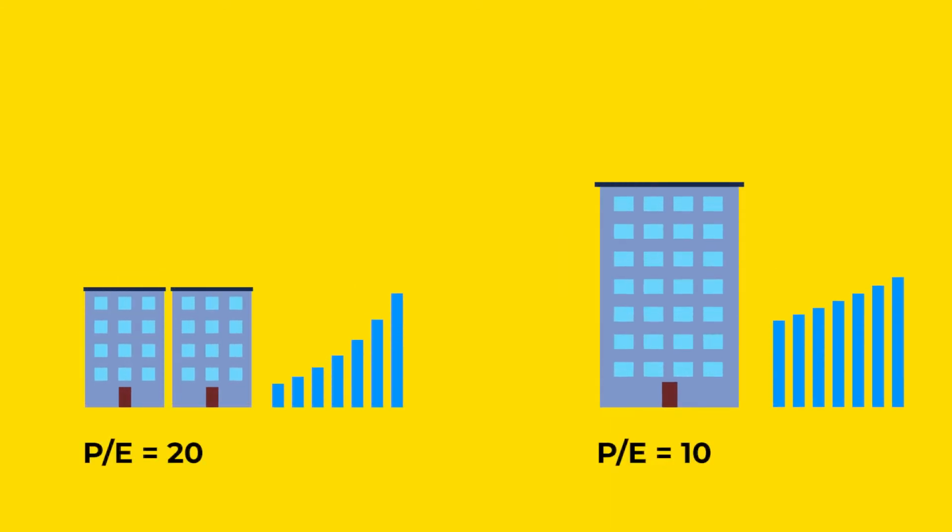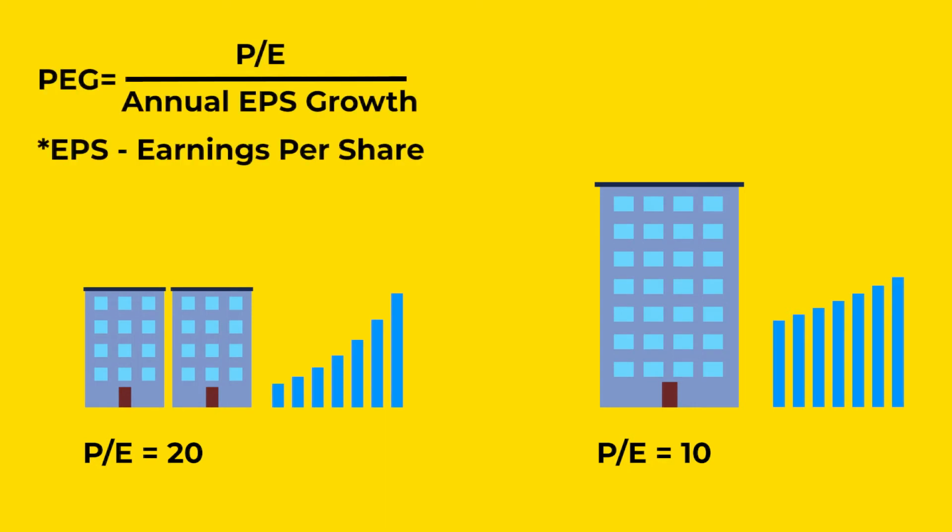Also, if one company has a price-earnings ratio of 20 and another from the same sector has 10, what if the first company has a better growing dynamic? Which company would be more undervalued then? Well, for this there is another indicator, a PEG ratio, price-to-earnings ratio divided by annual EPS growth. EPS means earnings per share, net profit divided by total number of shares.